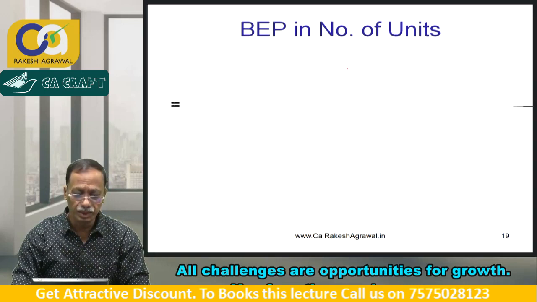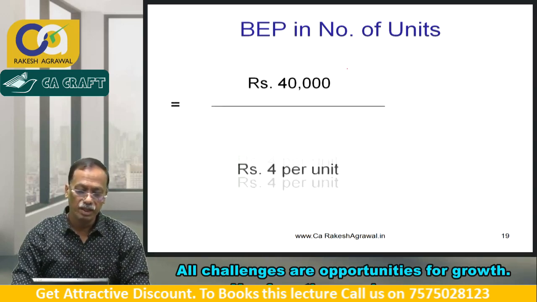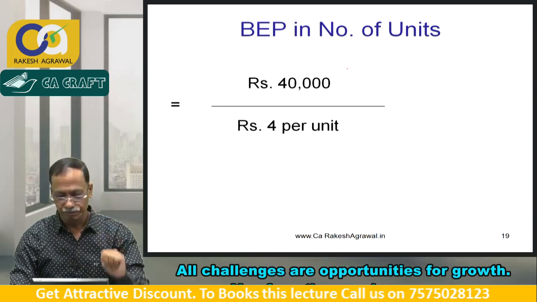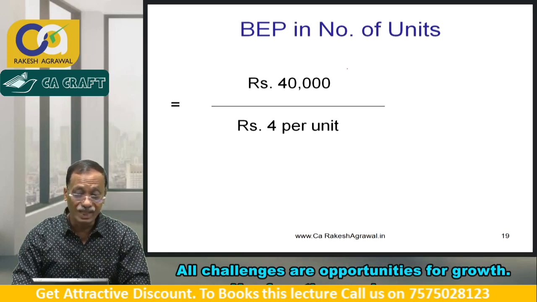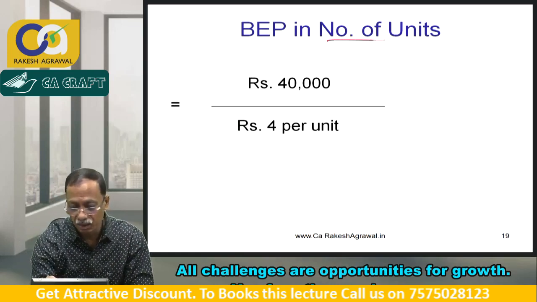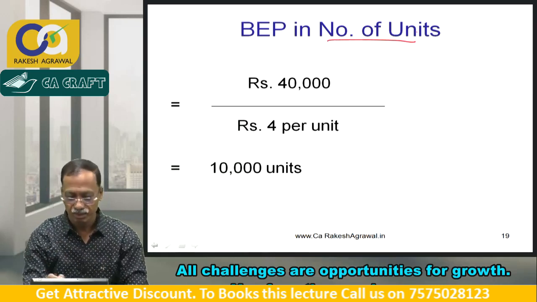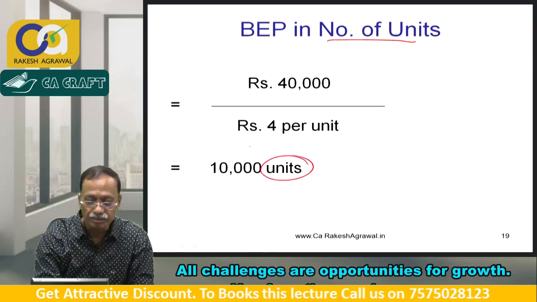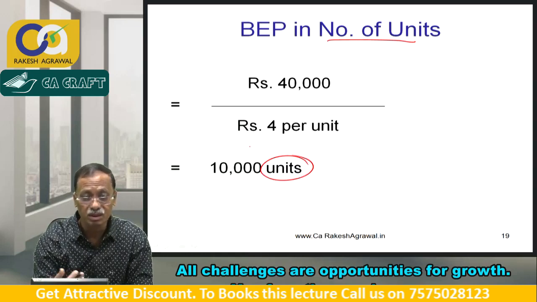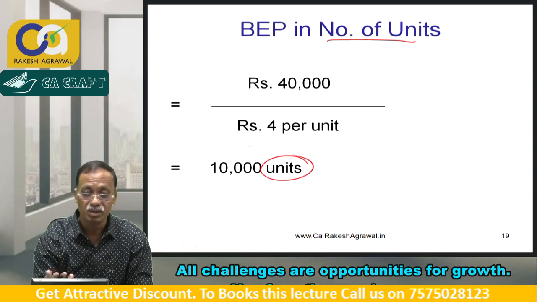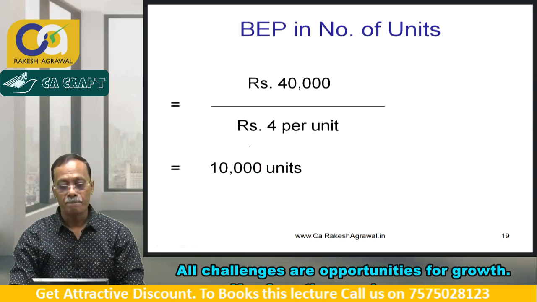Now let's substitute the data. Total fixed cost is 40,000 divided by contribution per unit is 4. You have this data with you. So 40,000 divided by 4, the answer will be 10,000. But this answer is in number of units. So while writing, you will write 10,000 units. You have to write this measuring unit. Don't just write 10,000. Only 10,000 means what? Liters, meters, kilometers, rupees, what is it? So it is 10,000 units. So the answer becomes complete.